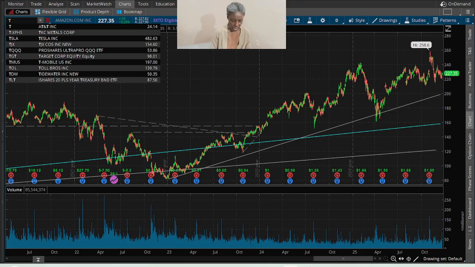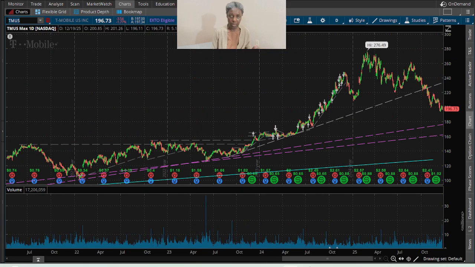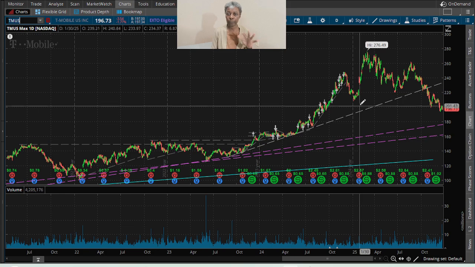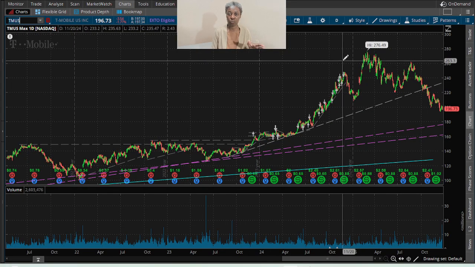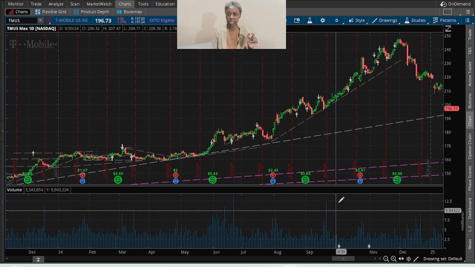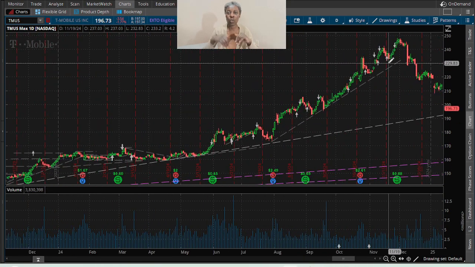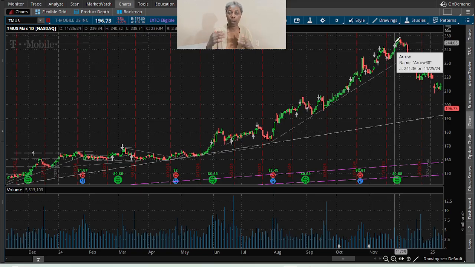I think we analyzed TMUS, right? Okay, so when I put TMUS, we analyzed it some days ago. You will see some arrows here in 2024, between this dotted line. When I zoom in a little bit for you to see, you will see some arrows on it. Arrows facing upward are where I purchased, and arrows facing downward are where I sold.